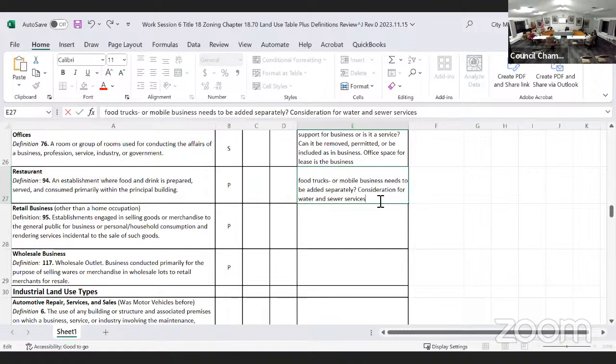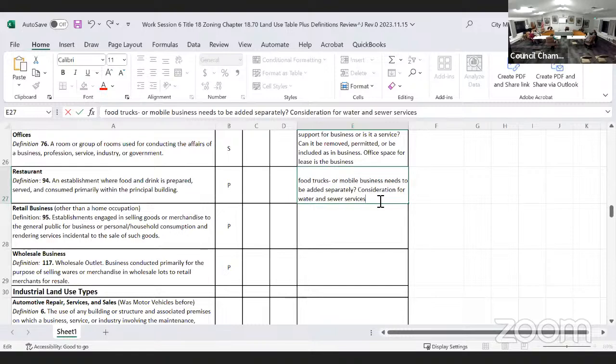But that is a thing. I mean, you gotta be fair. And do I love food trucks? I do. Do I like mobile businesses? I think they're a lot of fun. But also remember that the people that are in the business district right now are paying taxes, a ridiculous amount for water and sewer, insurance, all of those things.